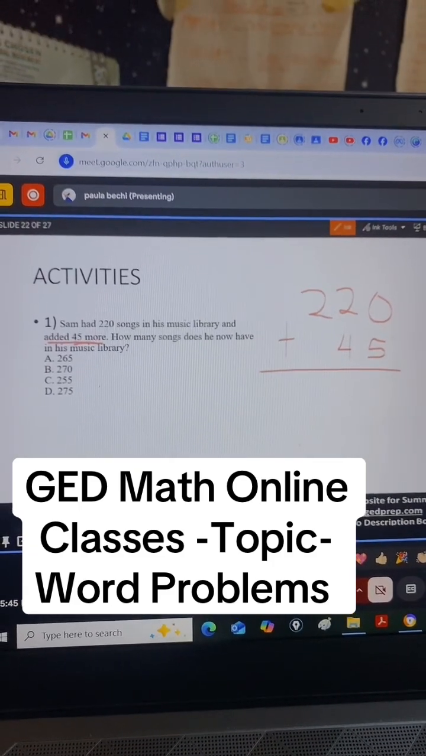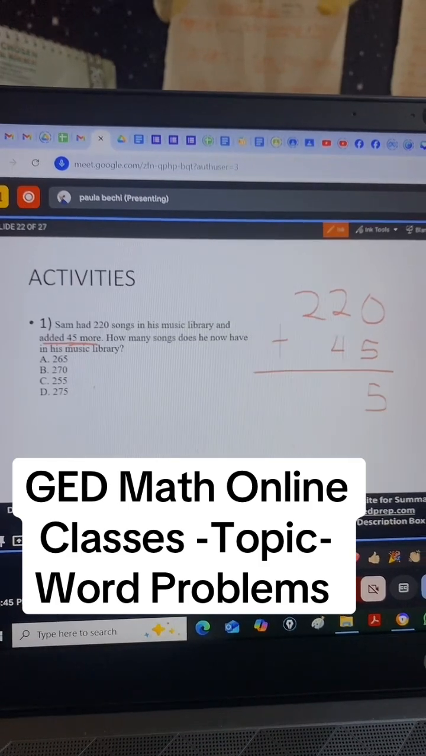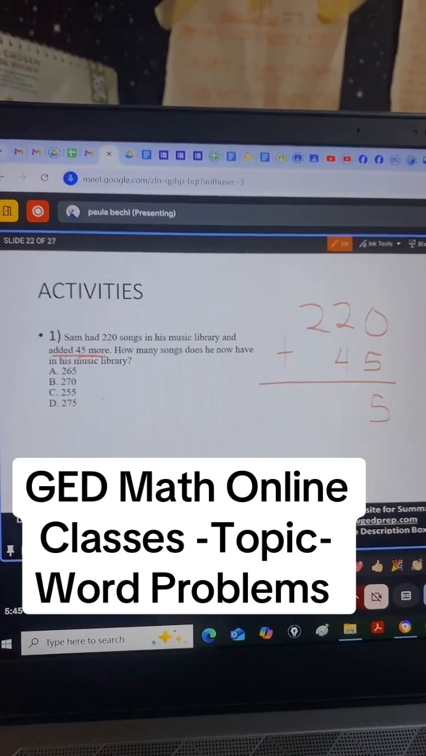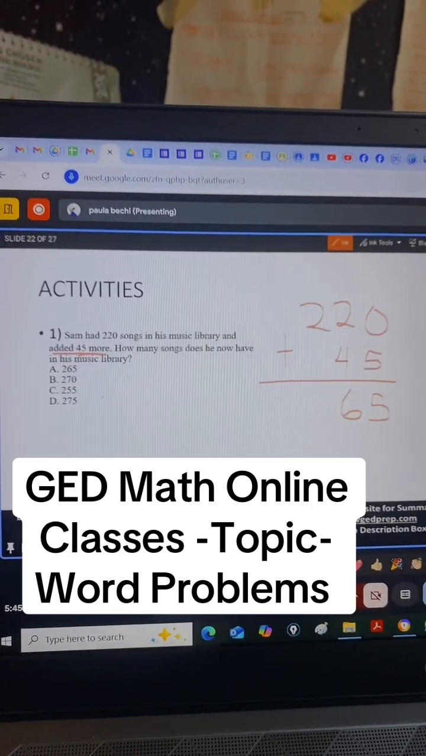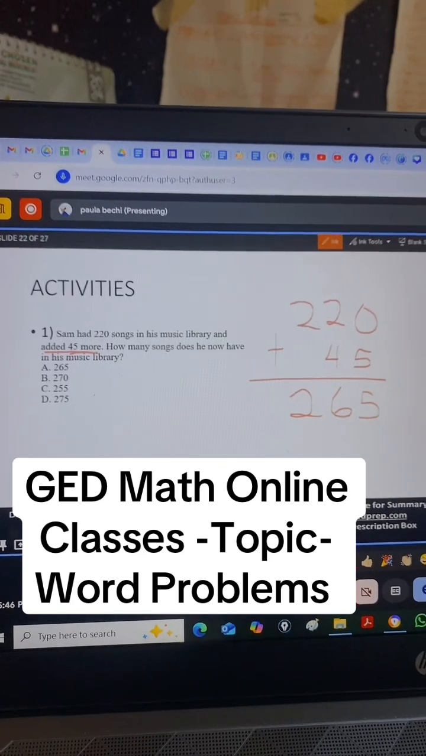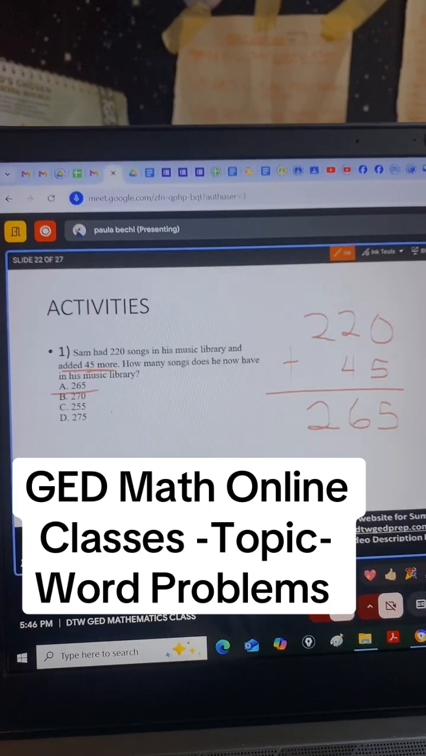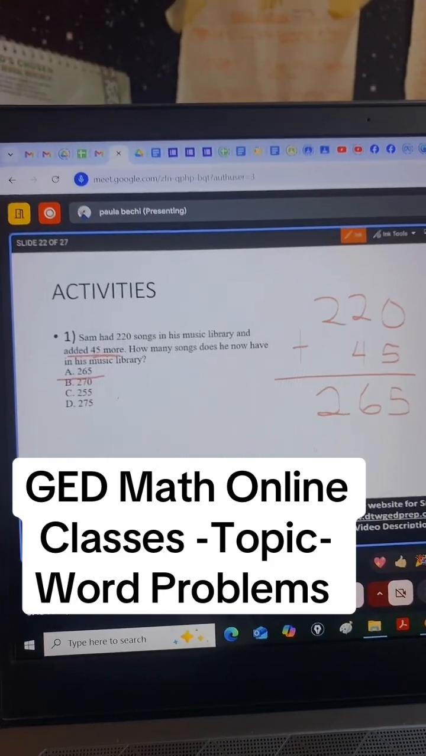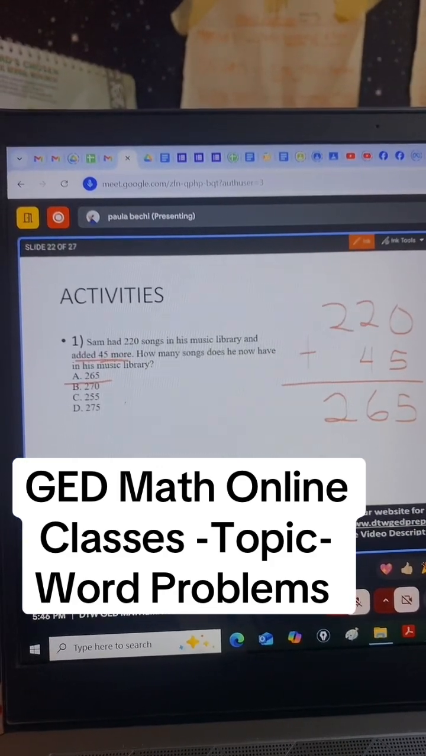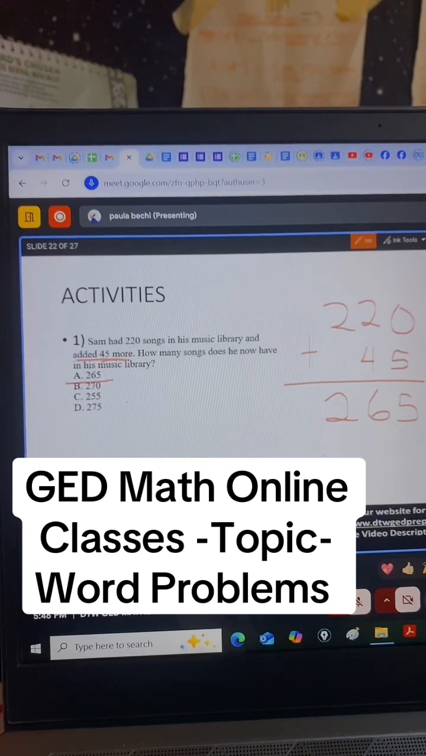So when we add this, 0 plus 5 is 5. 2 plus 4 gives you 6. And then you have 2. So now the total number of songs he has in his music library is 265. And that leaves us with option A.